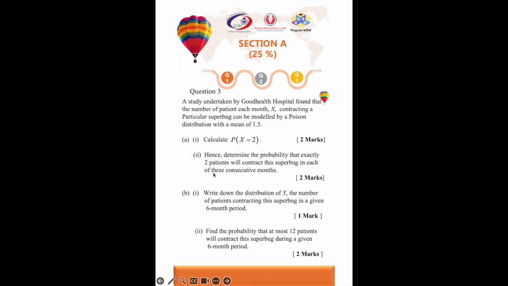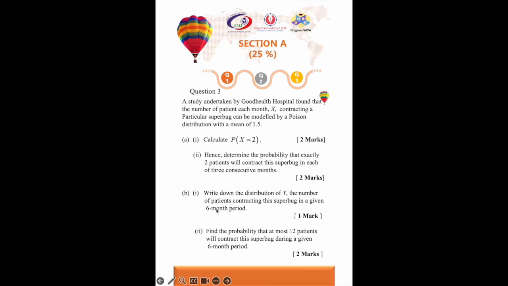And the next part is for 3 consecutive months, so you're going to times by 3. This is exactly 2, so x equal to 2 also. And then the next part is 6 months, so you're going to have to times each month's lambda by 6. And then same with this one.